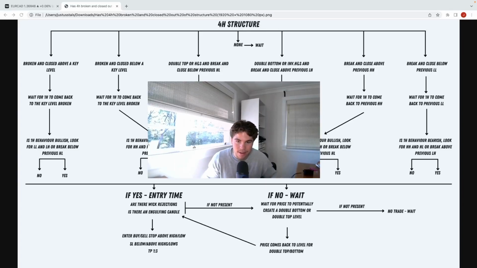What you guys can see in front of you is my entire rule-based entry system from conception all the way to entry laid out in a flowchart. I promise you guys, if you are struggling to find consistency and struggling to find that edge in the market, watch this video. It really is and could be a game changer for you.